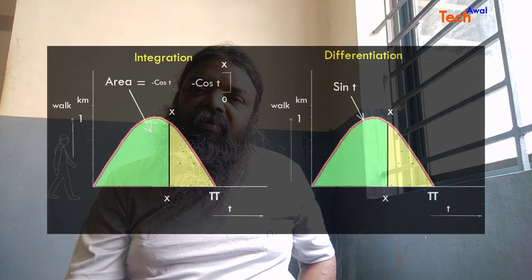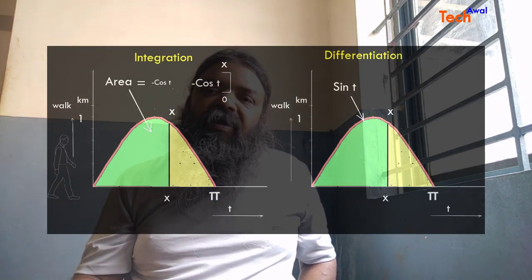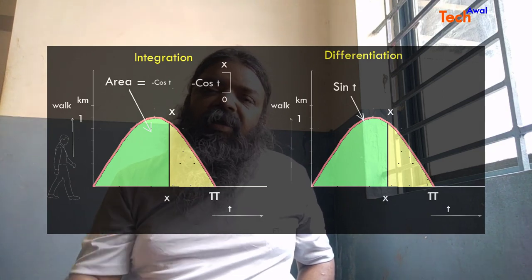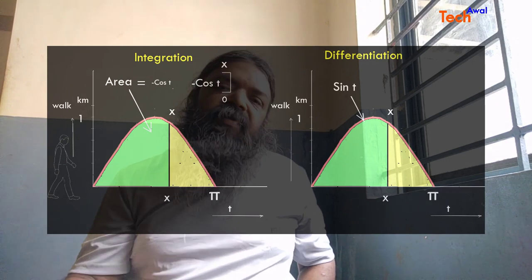If he is collecting t square by 2 at the end of t days, then how many oranges is he collecting every day, or on any day t? That is t. If someone is collecting minus cos t, then what is his collection at any time t? That is differentiation.